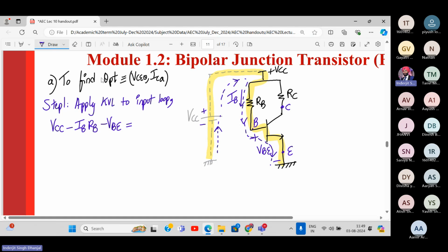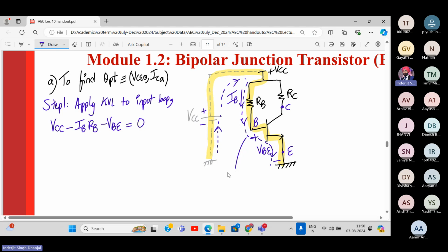Everyone, how do I apply the KVL? Yes or no? Simple yes or no. Give me fast. Understood how we have applied the KVL? We started from here. It's minus plus, rise in potential, so VCC. Then we are going over here, there is a voltage drop ICRC, and then we have VBE equal to 0. Did you understand this? Yes or no?